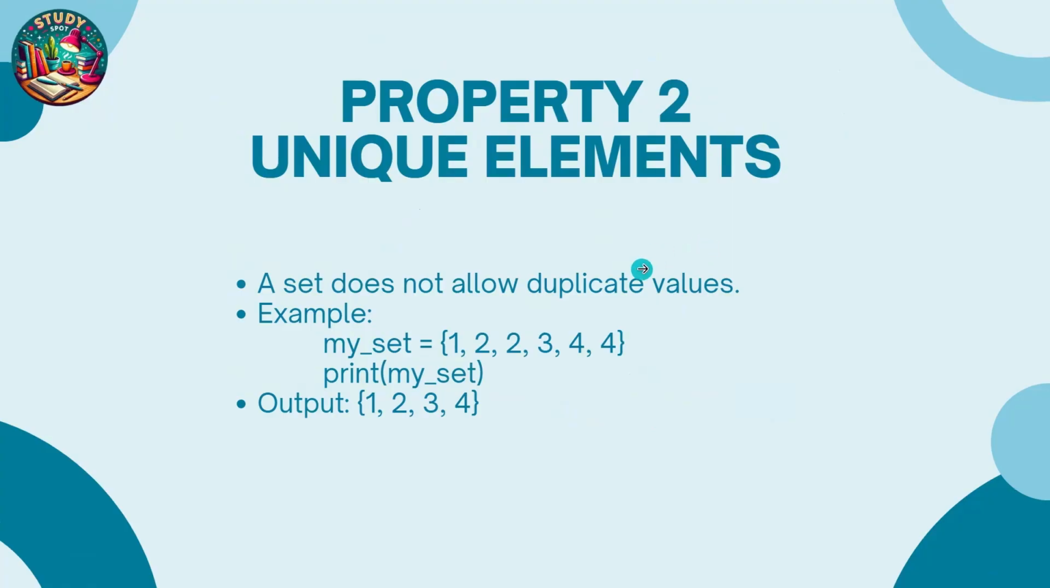Next property, unique elements. That means sets automatically remove duplicate values. Here is a set, and I assign some duplicate values. When I print the set, it automatically removes the duplicates and gives the unique values. Here we can see 1, 2, 3, 4.